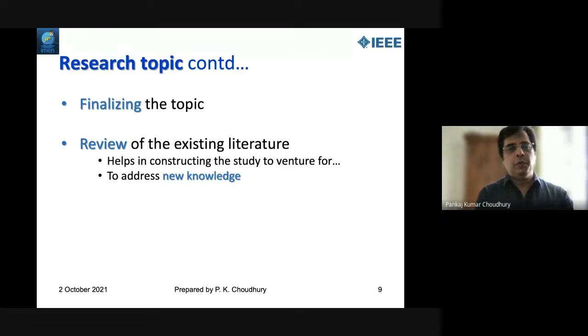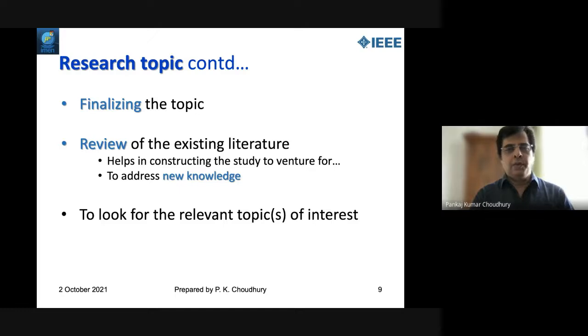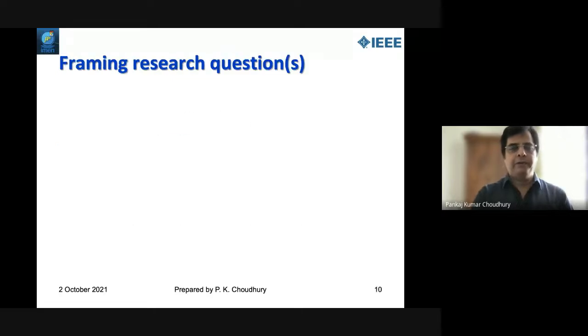For that, one has to go through the existing literature, which greatly helps in constructing the studies to venture into. And also one has to think in a way that it must address something new. Something new must be there. Otherwise, your research will not be appreciated enough, because citation also remains extremely important nowadays. So to get more citations, it must have some content that addresses new knowledge. And also one has to look for the relevant topics of interest, because based on those only, one can go for narrowing down the research topic.